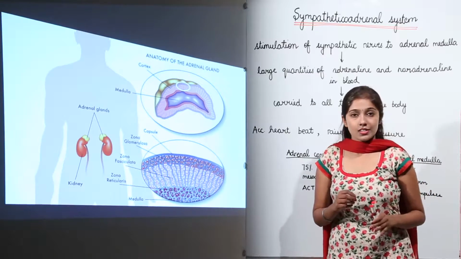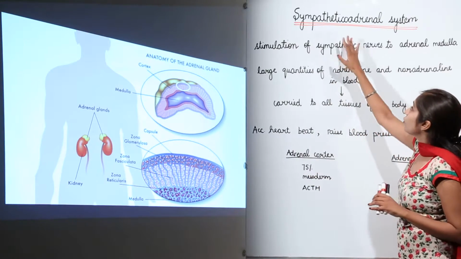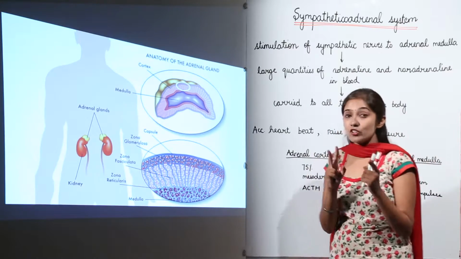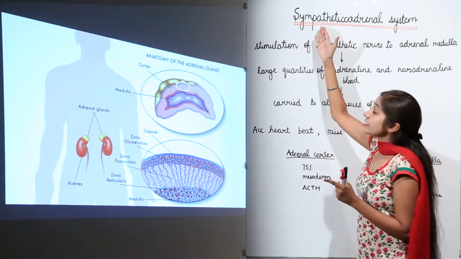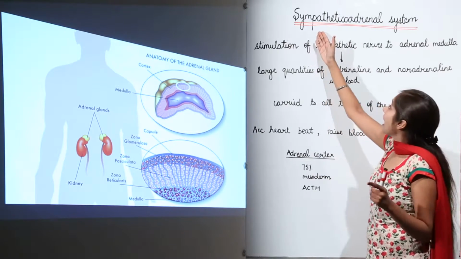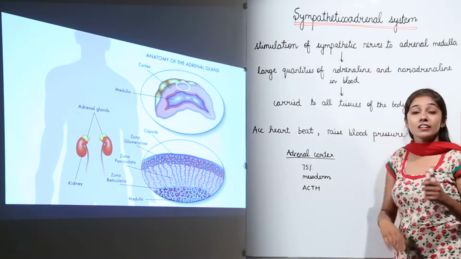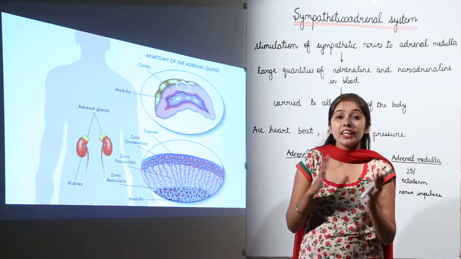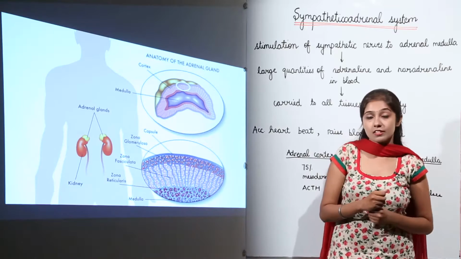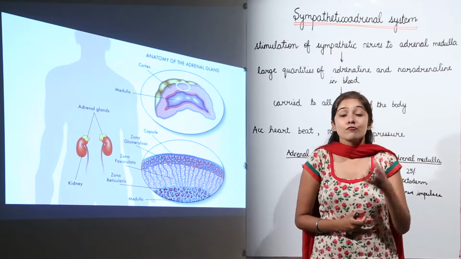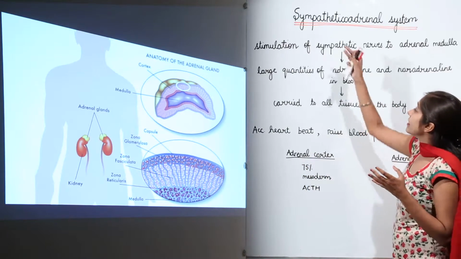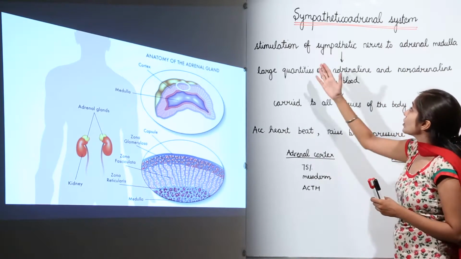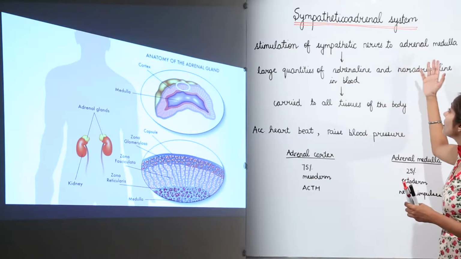Now let's discuss what this sympathico-adrenal system is. Well, you can make out from the word what we are talking about. Sympathico means the sympathetic nervous system and adrenal means the adrenal gland. So I am talking about the integration of the sympathetic nervous system and the adrenal medulla, which form this sympathico-adrenal system. Now what happens? There is stimulation of sympathetic nerves to the adrenal medulla.